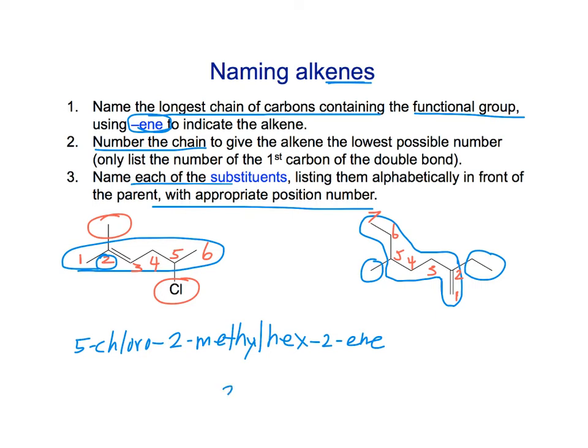So we have 2-ethyl, 5-methyl, 7 carbons, hept, 1-ene. It tells us the double bond is right at that very first carbon. All right, so most of this just follows what we've done before.